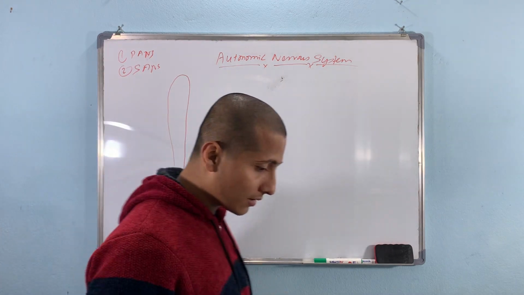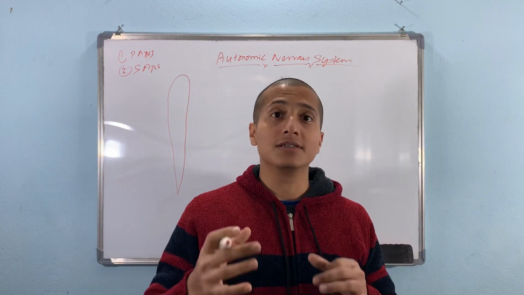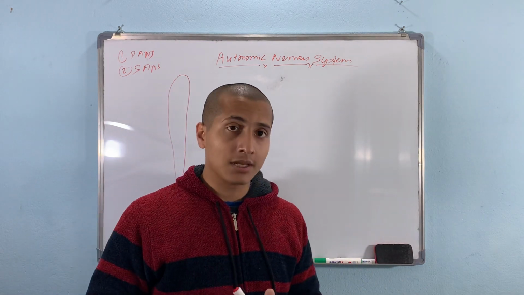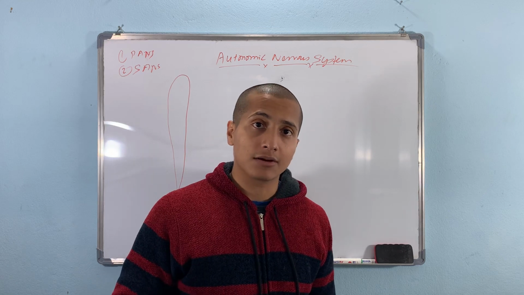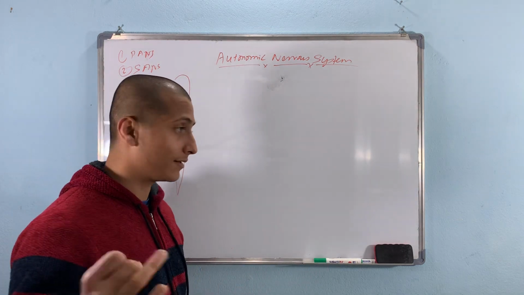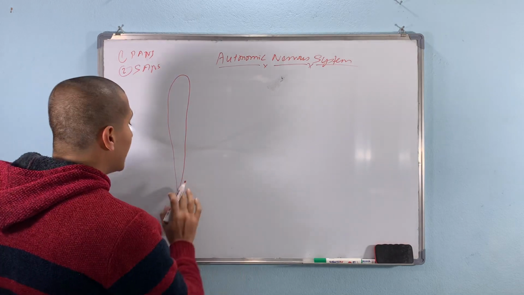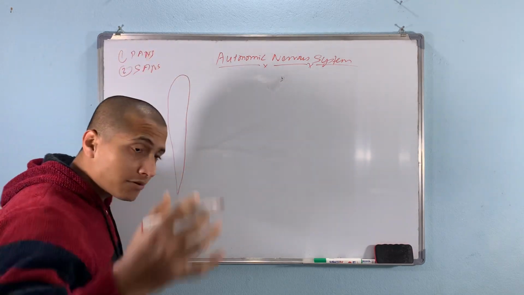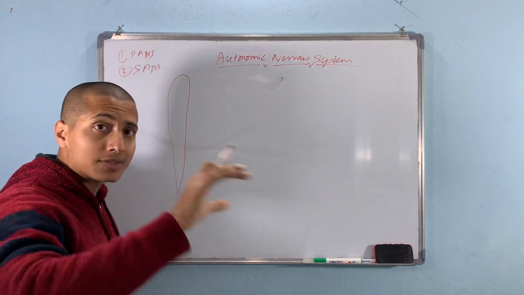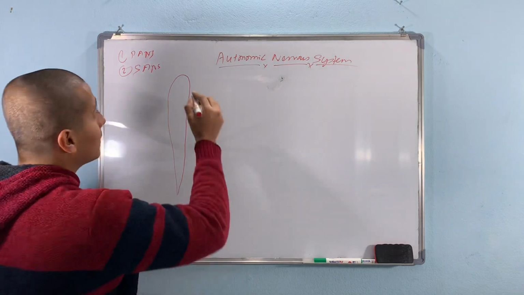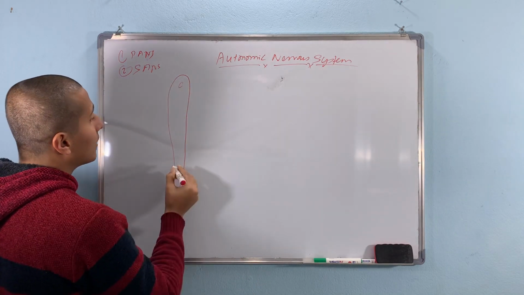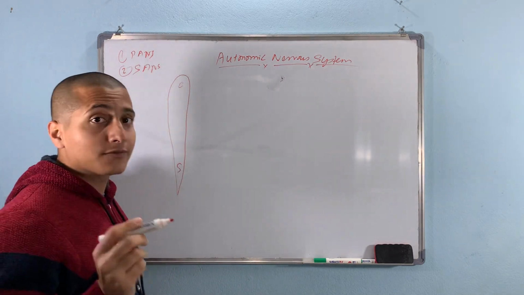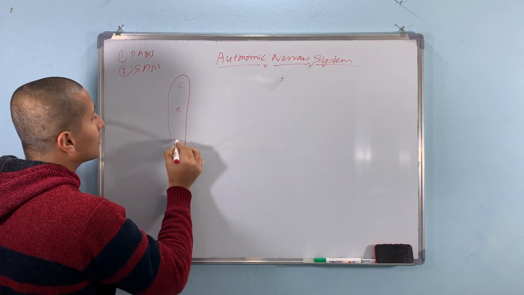As you know, the spinal cord is divided into different parts, like the cervical area, the thoracic area, the lumbar, and the sacral. From the gross anatomy, we have known that the parasympathetic system gives out its fibers from the cranial area and from the sacral area, right? And the sympathetic nervous system gives its fibers from the thoracic area and the lumbar area.